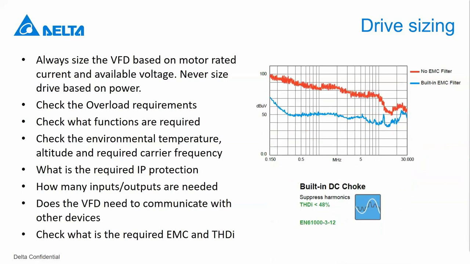And finally, you need to check what is the required EMC and also THD. Here you can have different levels. You can have levels for domestic environments and also for industrial environments. But you might also have requirements in terms of total harmonic distortions. Some of our drives come with a built-in DC choke, and that lowers the harmonic distortions of the drive to somewhere below 48%, in order to meet the EN 61000-3-12 standard.